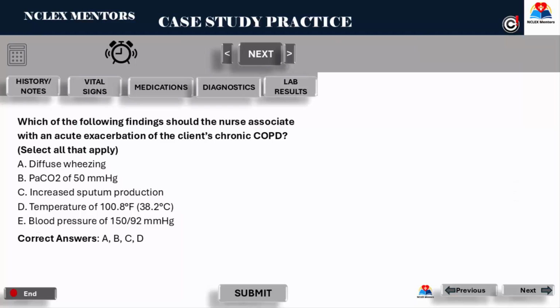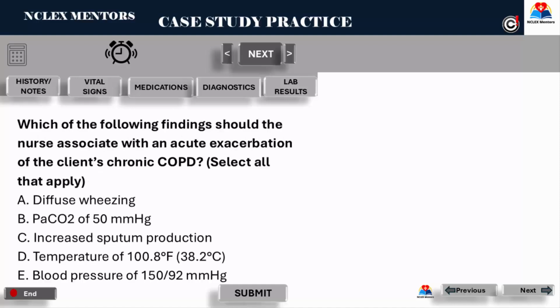Question 2. Analyze cues, multiple response. Select all that apply. Which of the following findings should the nurse associate with an acute exacerbation of the client's chronic COPD? A. Diffuse wheezing. B. PaO2 of 50 mm. C. Increased sputum production. D. Temperature of 100.8. E. Blood pressure of 150 over 92 mm. Think about the signs that point to a worsening COPD condition. Select all that apply.